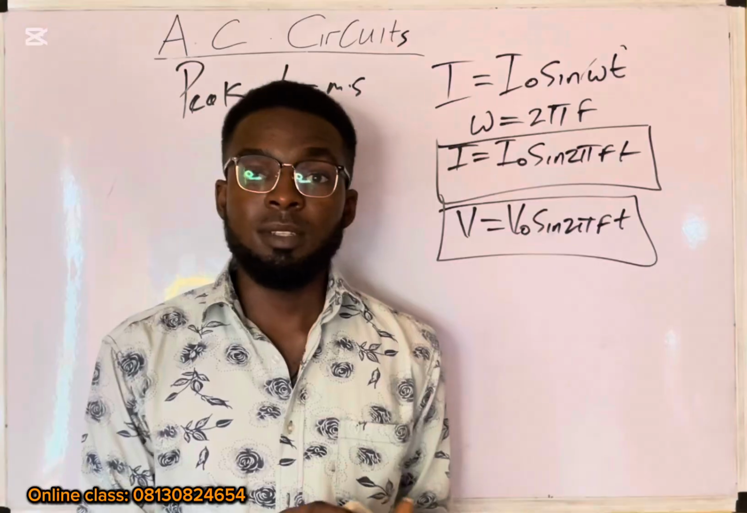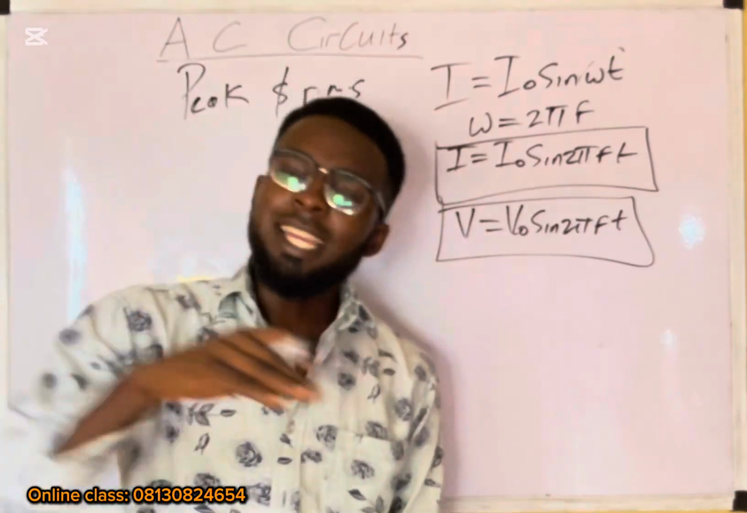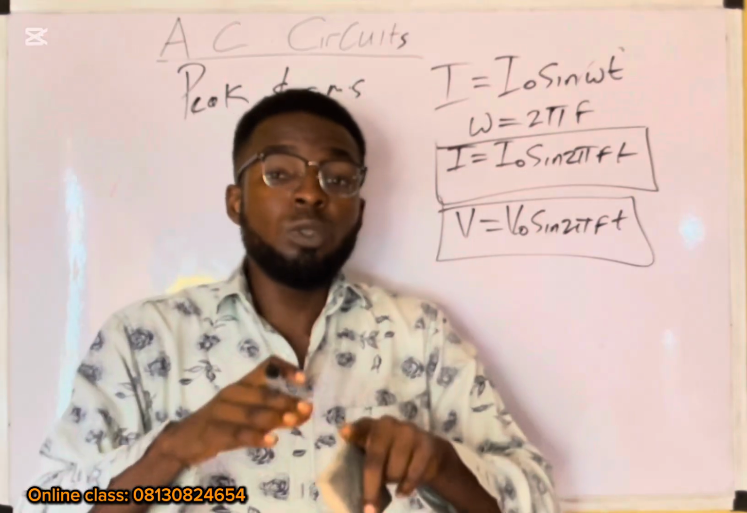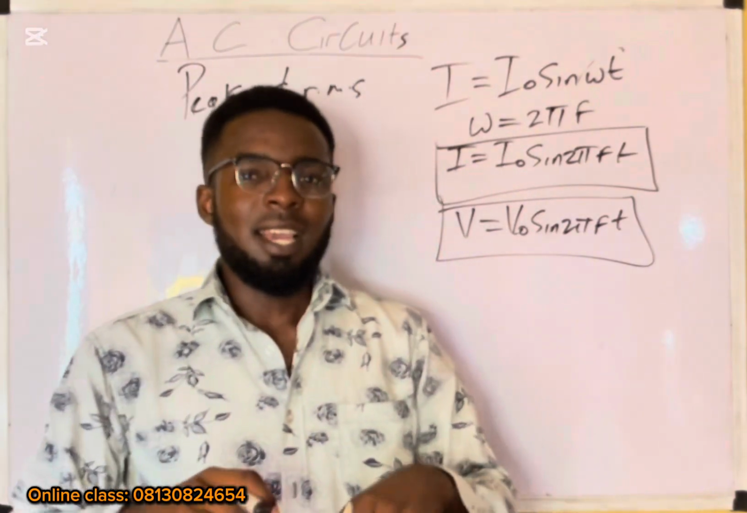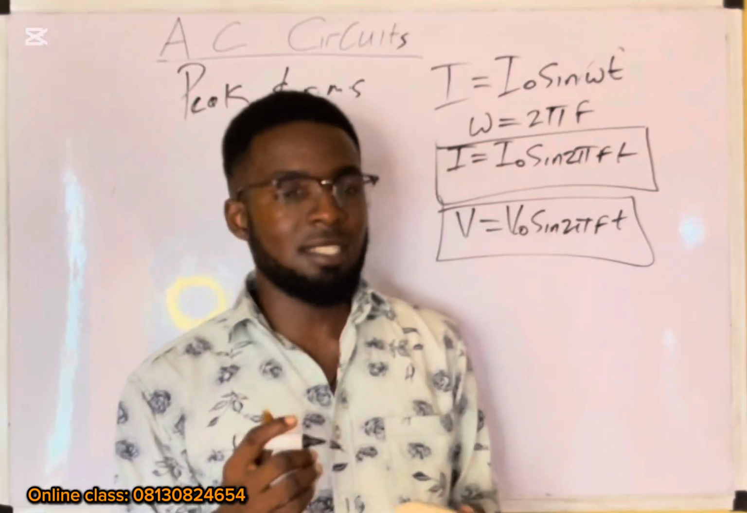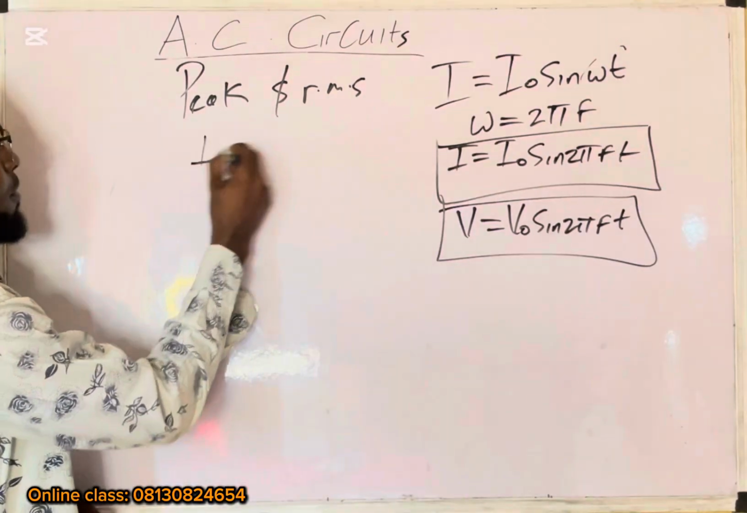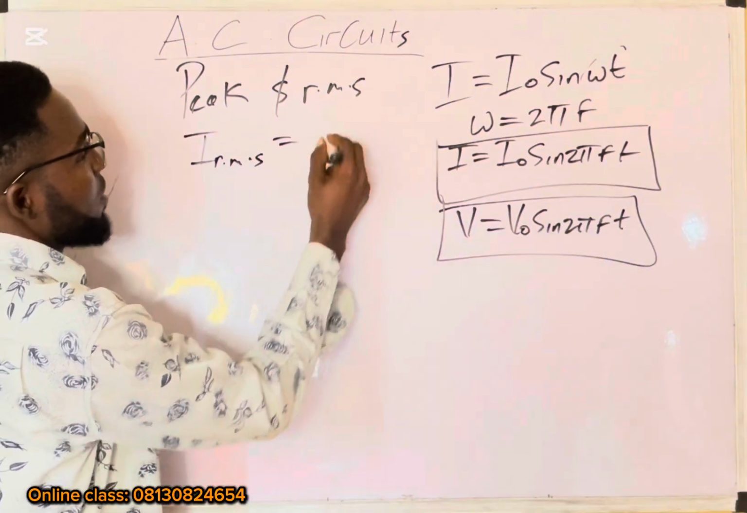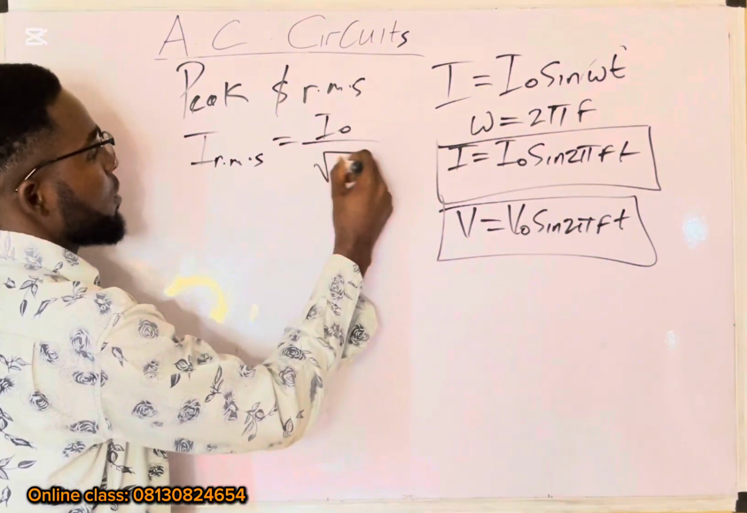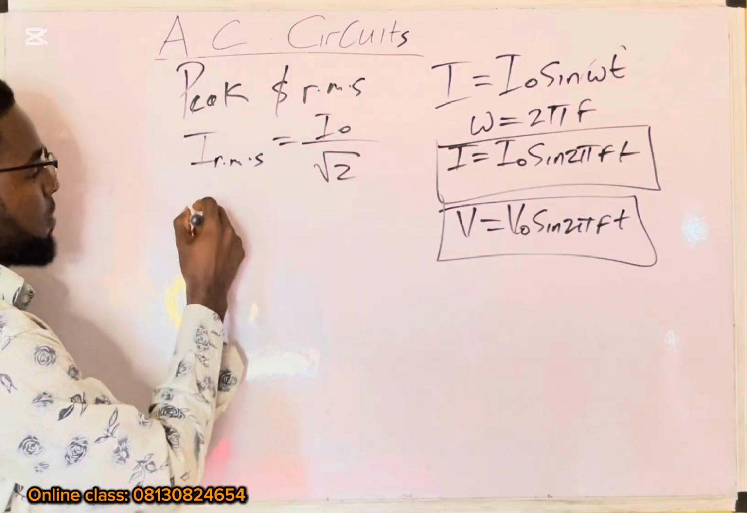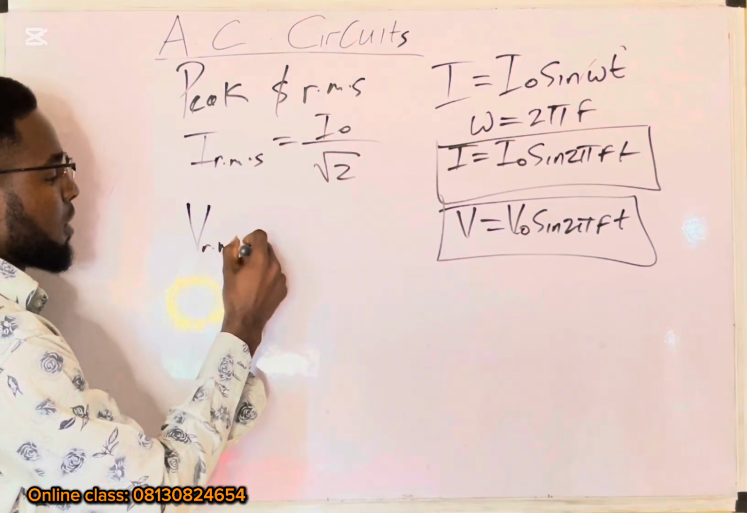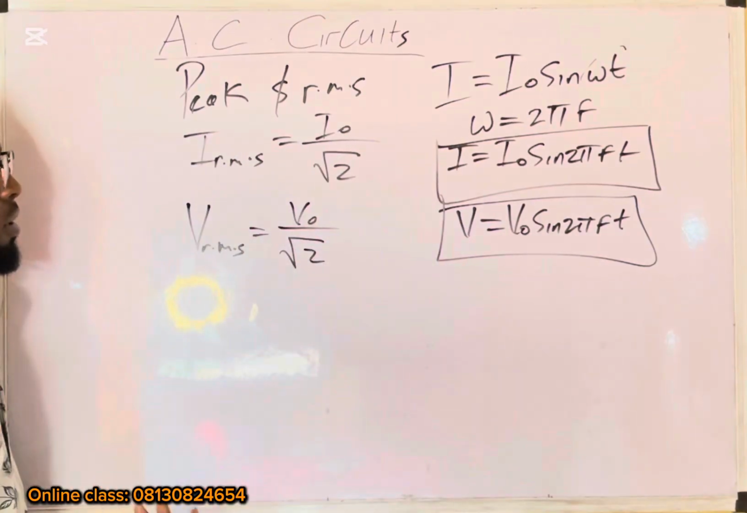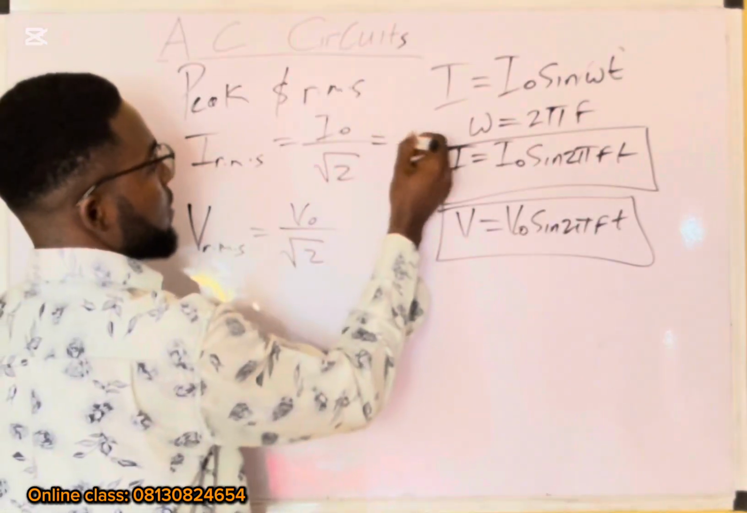For the root mean square value of the current, we are talking about the steady current that flows in the circuit which will dissipate heat at the same rate in a given resistance. They are related as follows: the root mean square current equals I naught over root 2. Same thing for voltage, the root mean square voltage is V naught over root 2.